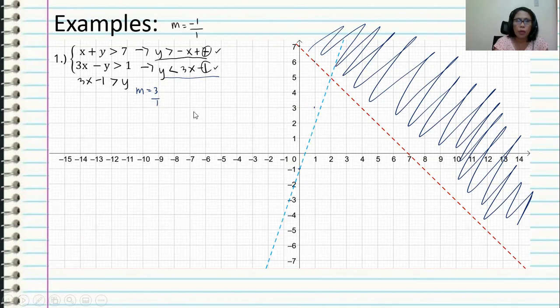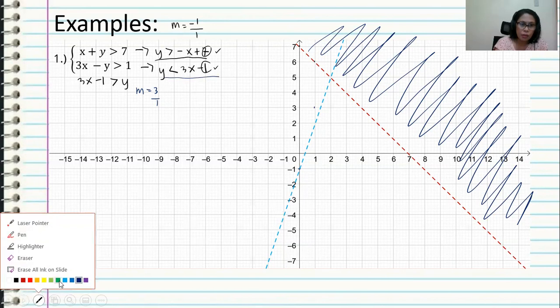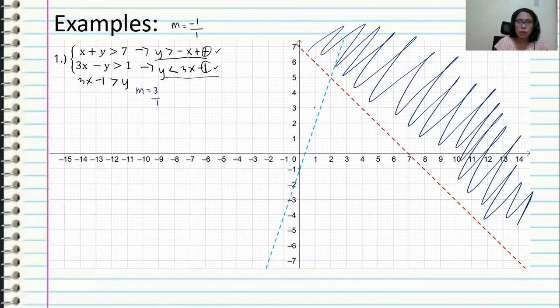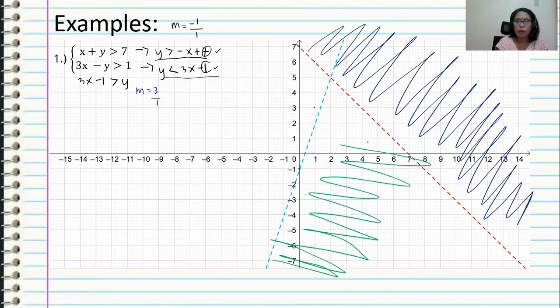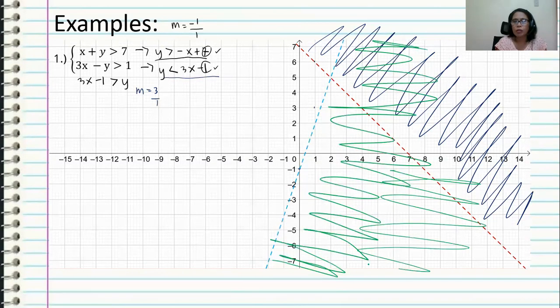So we come up with the dash line represented by this inequality, and we will shade the region represented by this inequality as the solution. Since this is less than, we're going to shade the region below this dash line. So let's make use of another color here.